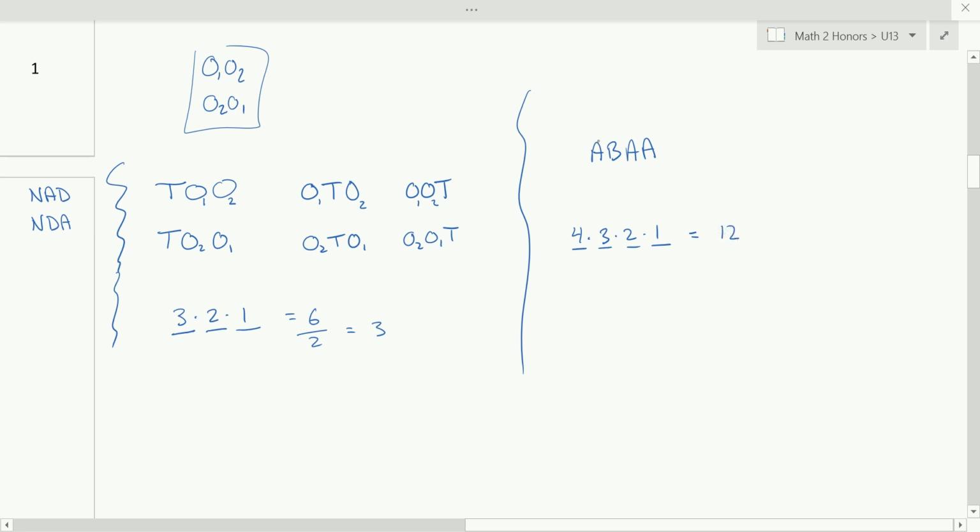But 3 of them are the same, right? So I take my 3 A's, those are the ones that are the same, and I ask, well, how many different ways can I rearrange the A1, A2, and A3?